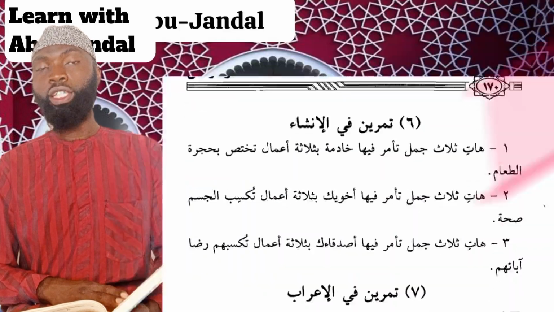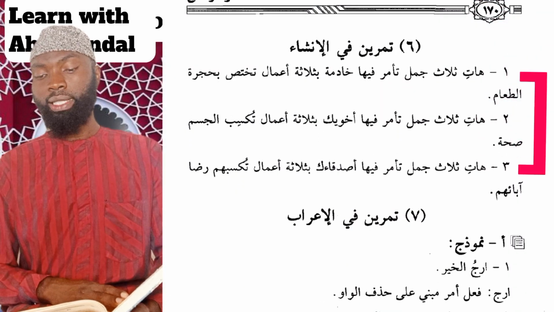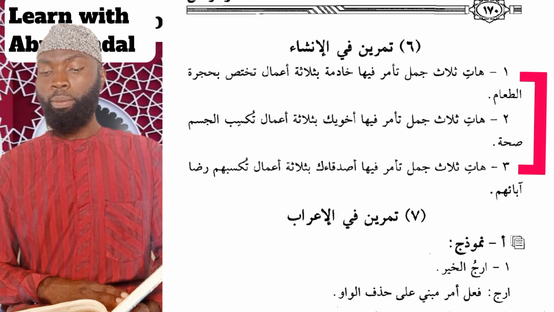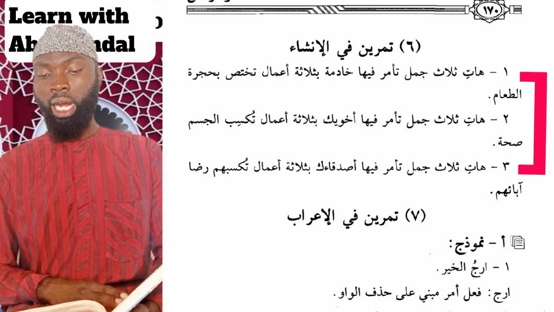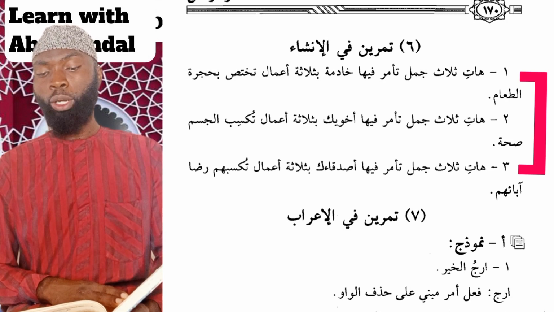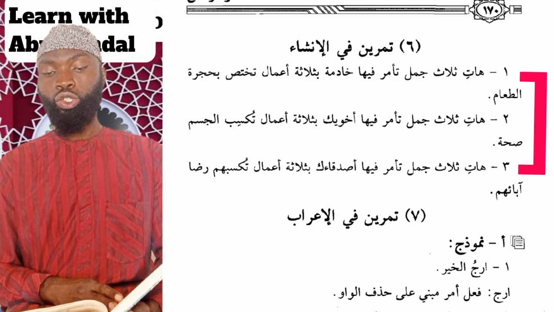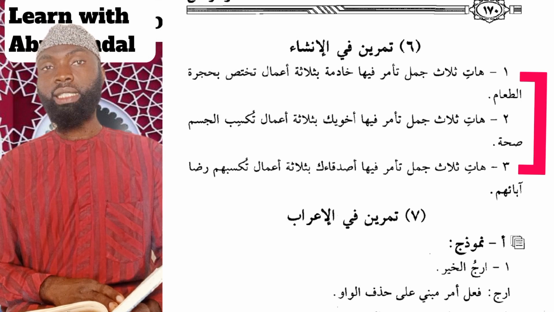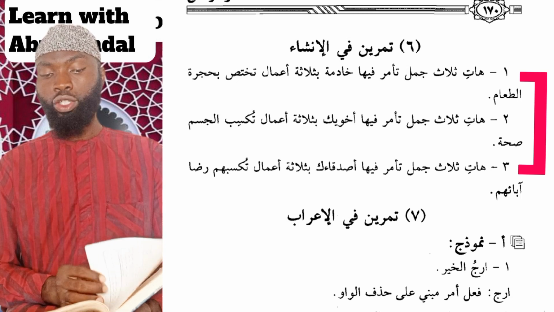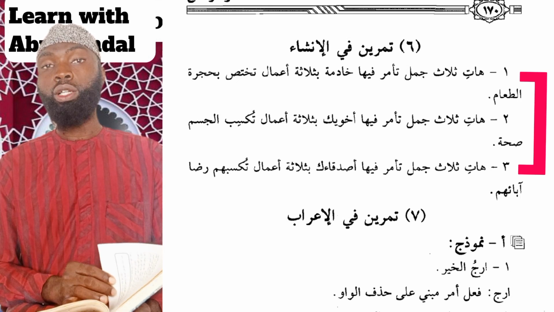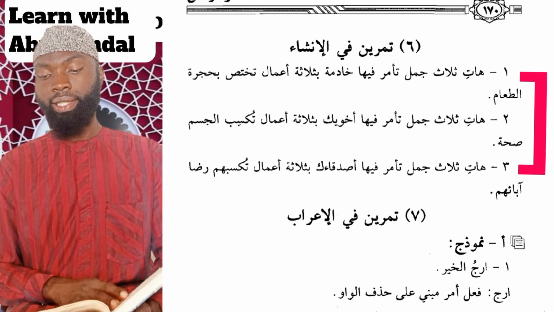Now we have tamrinun fil insha, exercise on composition. The first one says hati thalatha jumalin. Form 3 sentences. Ta'muru fiha khadimatan. In these sentences, you should be commanding a servant girl bi thalathati a'malin takhtassu bi hujrati at-ta'am, with 3 commandments related to the room, to the food room, or to the dining.